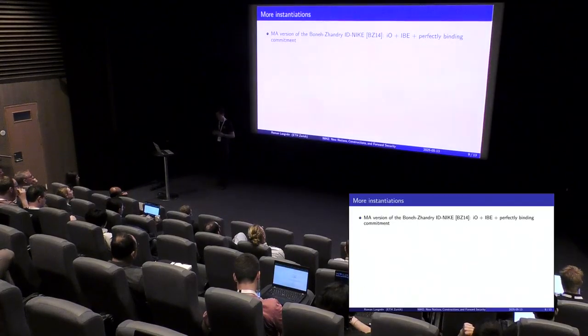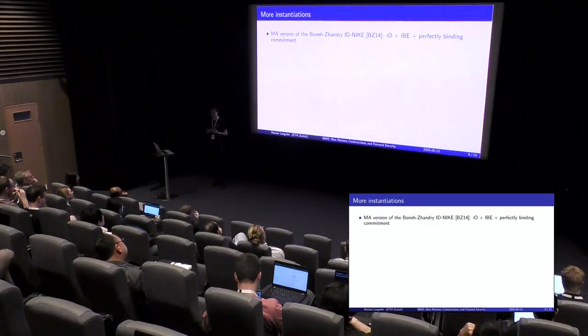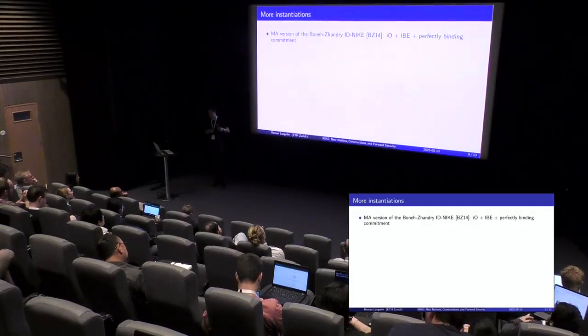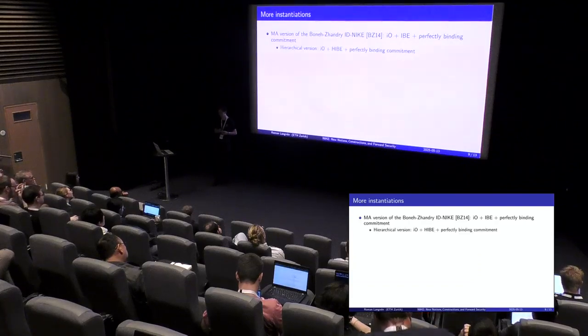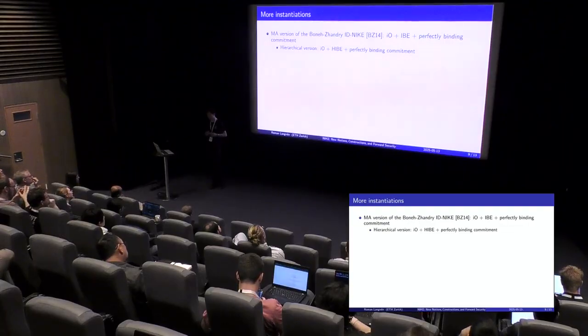Then we also take a look at the Bundesentry identity-based Nike, which is a Nike based on an ID Nike based on I/O, and we show that this construction can also be adapted to the multi-authority setting, and for that we need I/O, IBE, and a perfectly binding commitment. And when we replace IBE with an HIBE, we get also a hierarchical variant. And as before, this is only selectively secure.